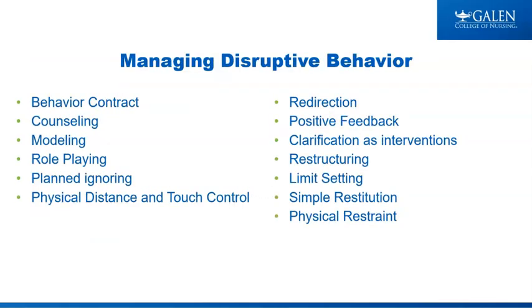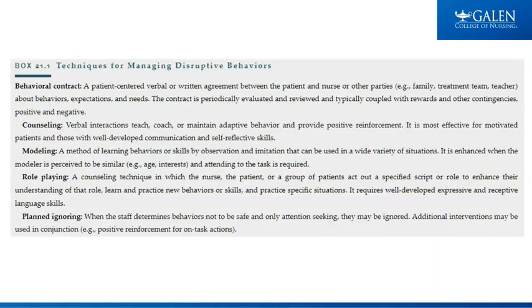So when we talk about managing disruptive behavior, we have a bunch of different things that we can do. I have pulled out box 21.1 in your textbook. This kind of goes over what they are. It's like a behavioral contract. We explain what the rewards, what the consequences are from the beginning. Modeling is a good one. We show appropriate behaviors, so the children copy our behaviors.